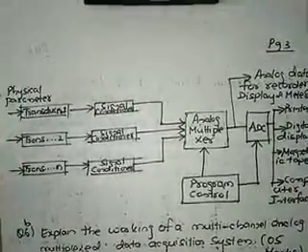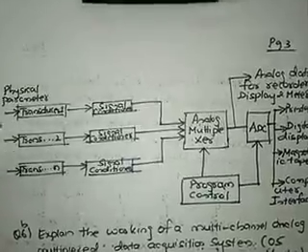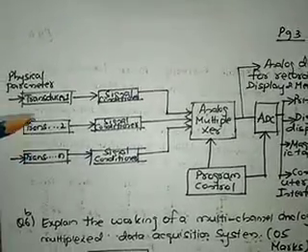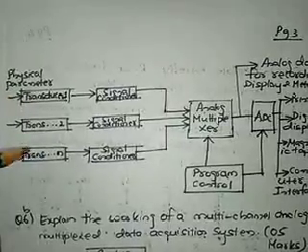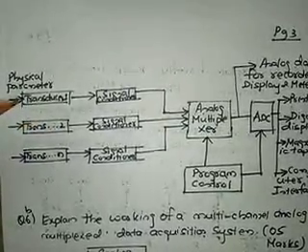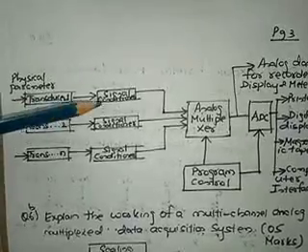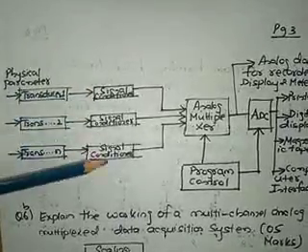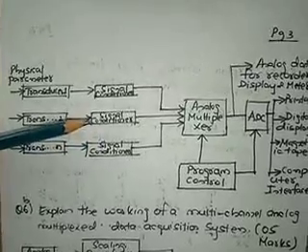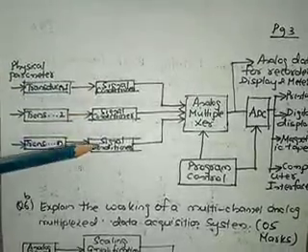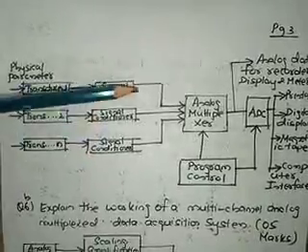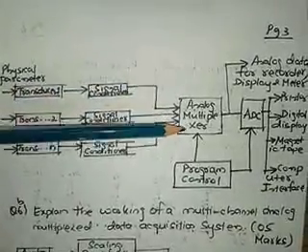Here there is the input that is applied, the physical input. It is applied to the transducer. The transducer converts the signal from one form of energy into another form, or it converts the input signal into electrical energy, and it is applied to the signal conditioner block. The signal conditioner block will condition the signal as per the requirement, that is, it will modify the signal as per the requirement, and it will apply it to the multiplexer.